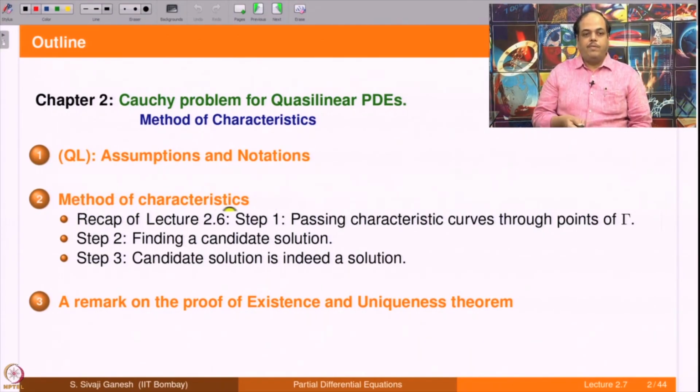A quick recap of lecture 2.6 where we have completed the step 1 in the method of characteristics, which is passing characteristic curves through points of gamma. Today we start elaborating on step 2 where we say what is finding a candidate solution and then show that that is indeed a solution, and then a small remark on the proof of existence and uniqueness theorem that we are going to prove at the end of the step 3.